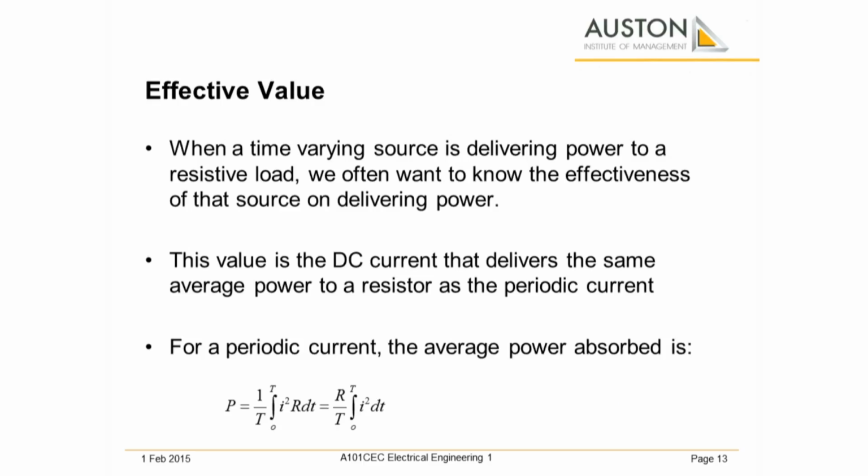Now, let us talk about effective value of power. What is effective value of power? The effective value of power is the value that a DC current delivers to a resistive load. When a time-varying source or an AC source is delivering power to the resistive load, we want to know how effective that source is at delivering power.